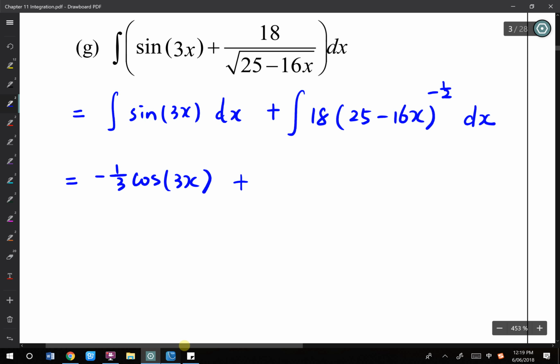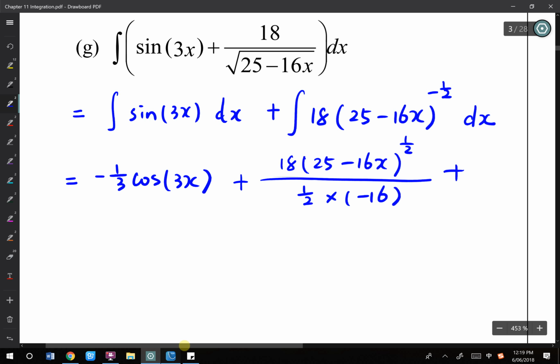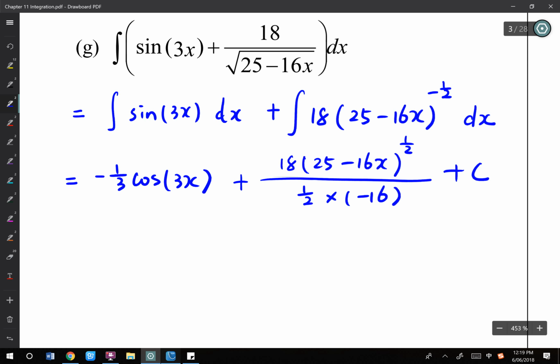Then plus 18 times the square root of 25 minus 16x. Negative a half plus 1, we get a half. Then we need to divide by a half. Also, we need to divide by negative 16. Plus c. Divide by the a, which is the coefficient of the linear. Remember, we always involve linear when we do antidiff, and the coefficient of the linear always needs to be divided. And then the power always needs to be divided when we do power functions.